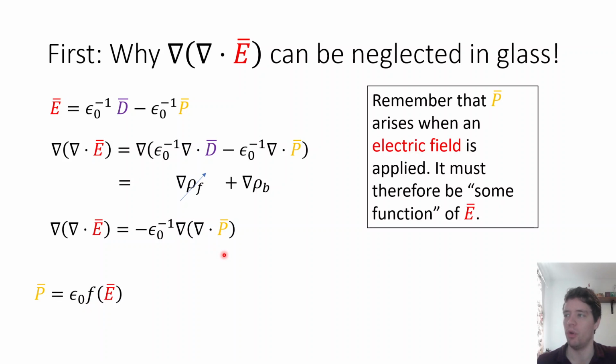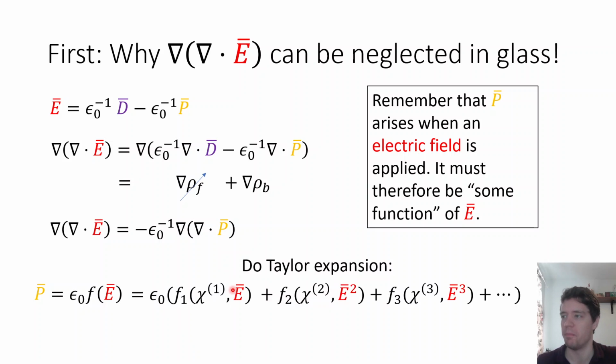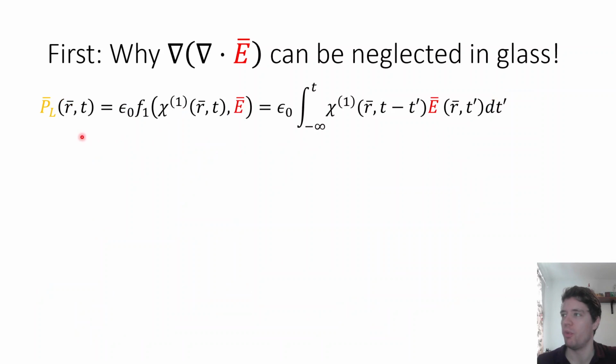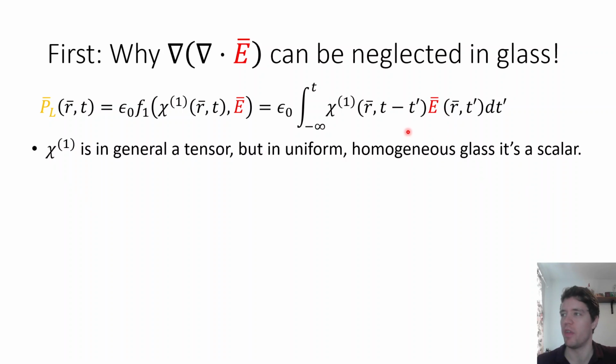So the next step is to note that P must be some kind of function of the E field, and at this point we don't know exactly what that function is, but we're going to assume that it can be Taylor approximated. So essentially, we're going to assume that this first term here in the approximation, which we call P linear or PL, is very large compared to all the other terms, which we can collectively refer to as P nonlinear. So this dominant term here, we can write as a convolution between a tensor chi and the E field right here. So let's go into that in a bit more detail.